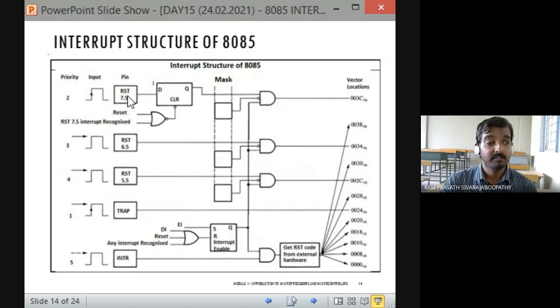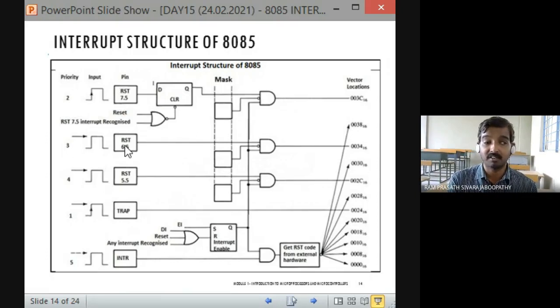RST 6.5, 5.5, INTR. These 3 interrupts are level sensitive interrupts. That means the interrupt requester has to hold the interrupt pin high till it is being serviced. Until the service is done, the pin has to be maintained in high logic. That means level 1 it is sensing. Correct? The interrupts RST 6.5, 5.5 and INTR are level sensitive.